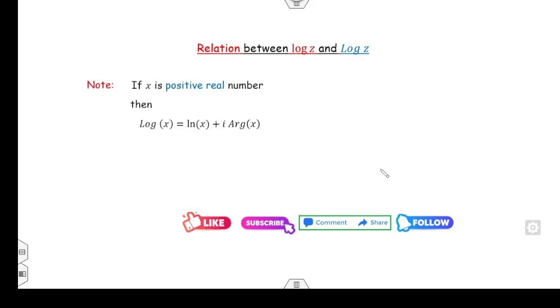Moreover, if you consider x to be any positive real number, so if z is only real, how can I write it? x plus iota into 0. It lies in the first quadrant. If it is in the first quadrant, then what is the value of the argument?